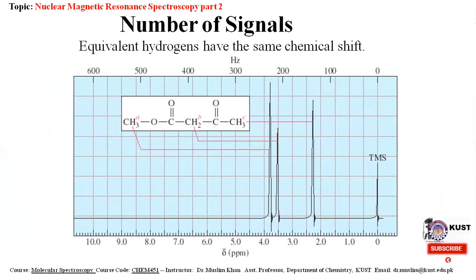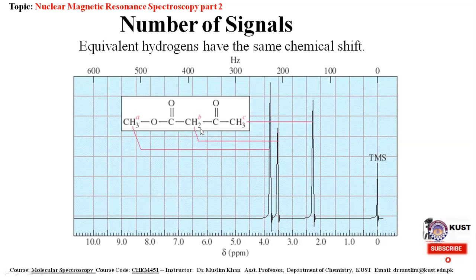So equivalent hydrogens have the same chemical shift. You can see these are the number of hydrogens attached to the carbon atom on one edge of the molecule, directly attached to the oxygen atom. So this is the signal for TMS, and this is for a hydrogen atom directly attached to the oxygen atom. It will be more shifted towards downfield. So that's why the signal appears at around 3.9 ppm.